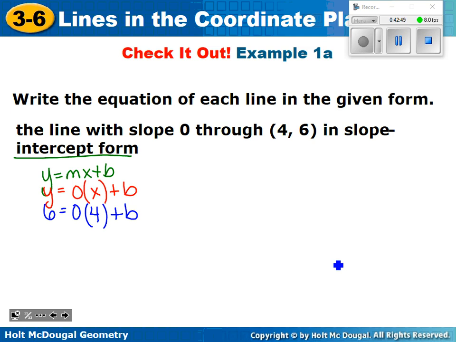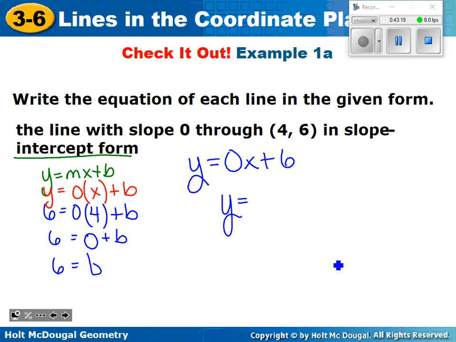What is 0 times 4? 0 plus b equals 6. So what is b? 6. Now write your final equation. This is not your answer. Your answer is in slope-intercept form. So we have y equals, what's the slope? 0, x plus 6. Can we simplify that though? What is 0 times x? 0 plus 6. So it's just y equals 6. We did not need to do any of that work.